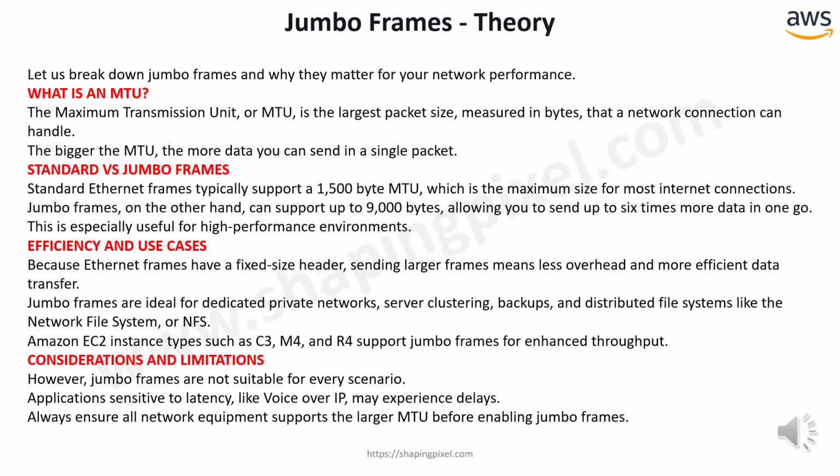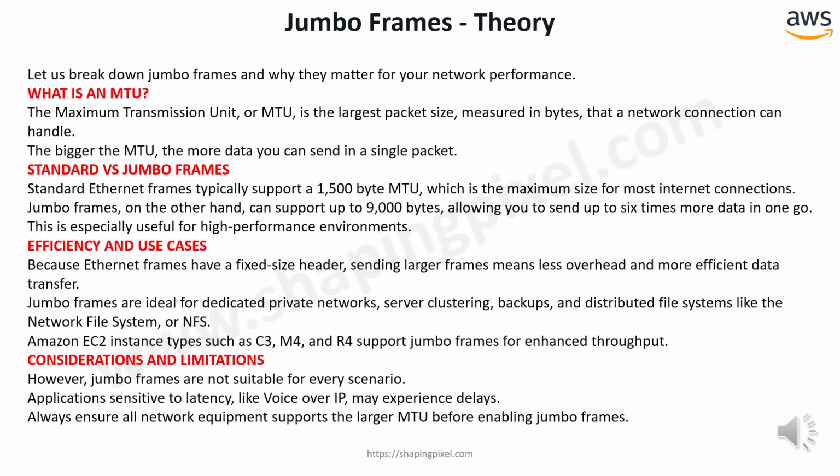Jumbo frames, on the other hand, can support up to 9,000 bytes, allowing you to send up to 6 times more data in one go. This is especially useful for high-performance environments. Because Ethernet frames have a fixed size header, sending larger frames means less overhead and more efficient data transfer.